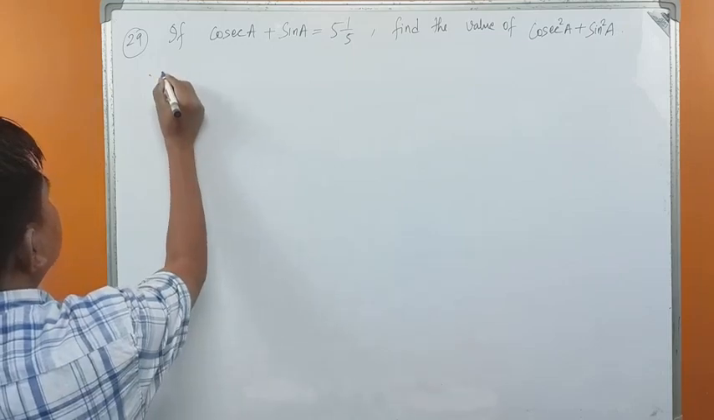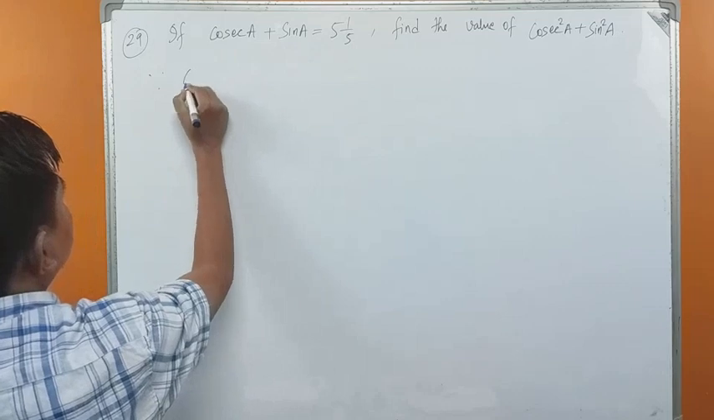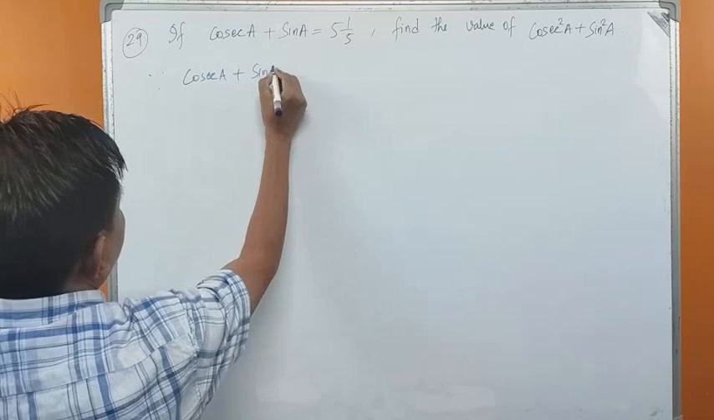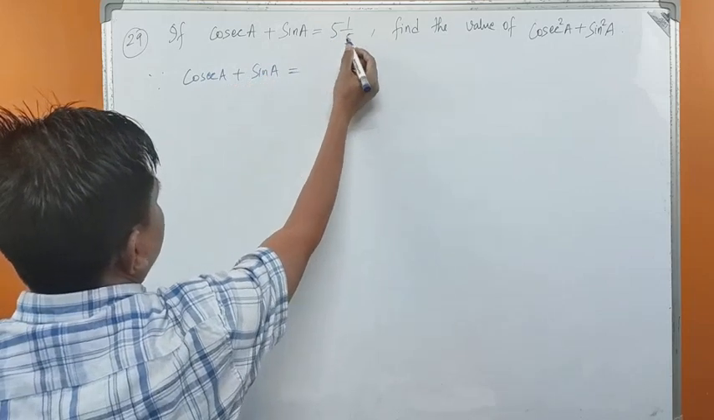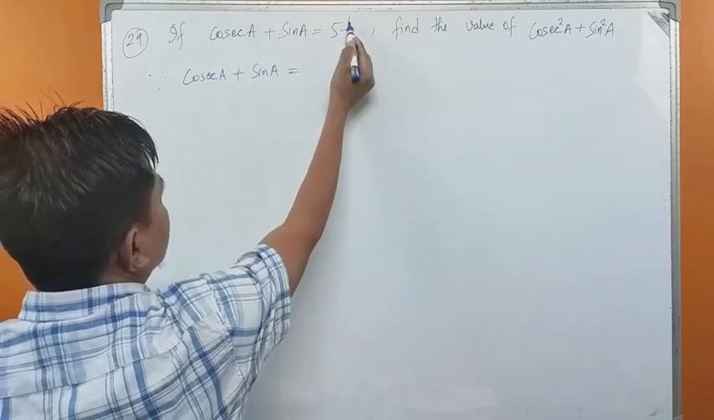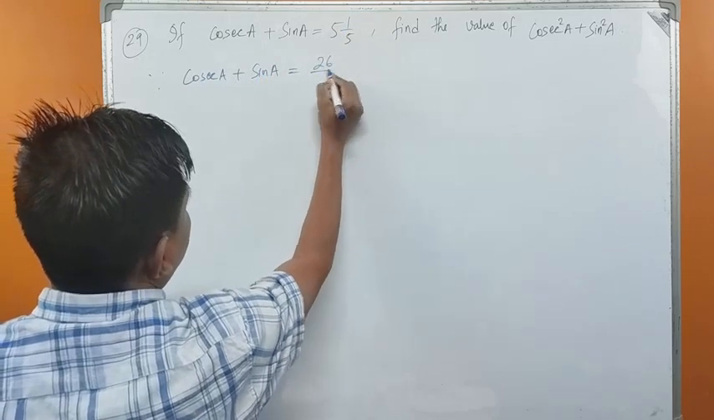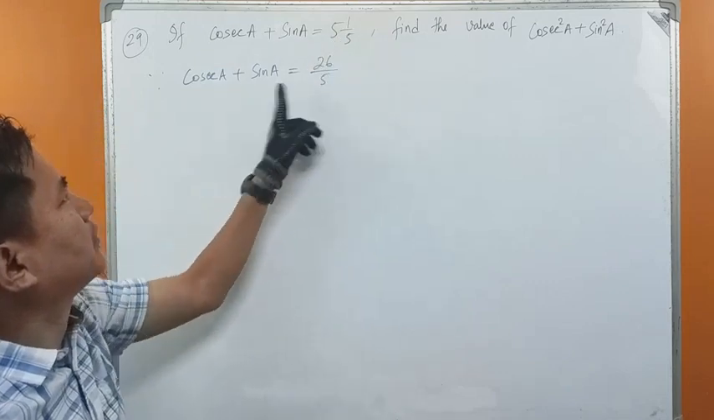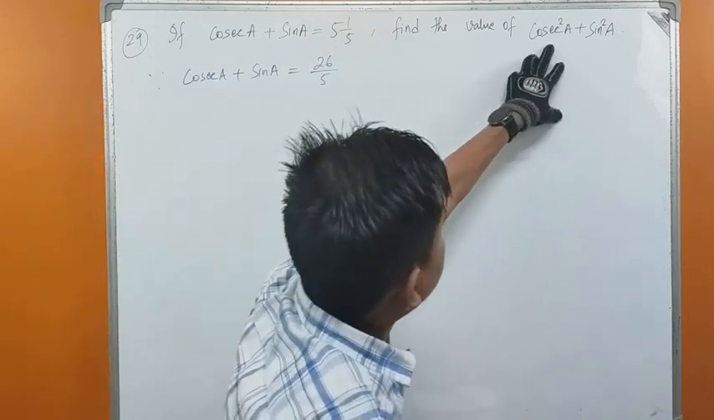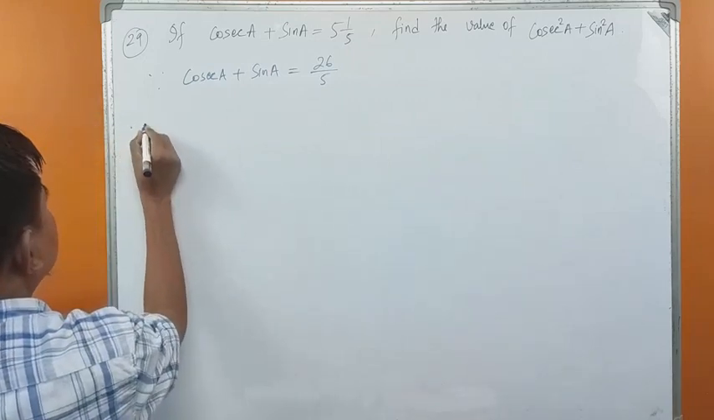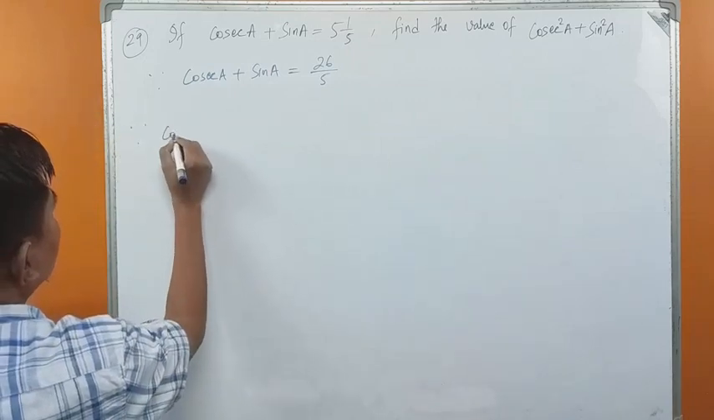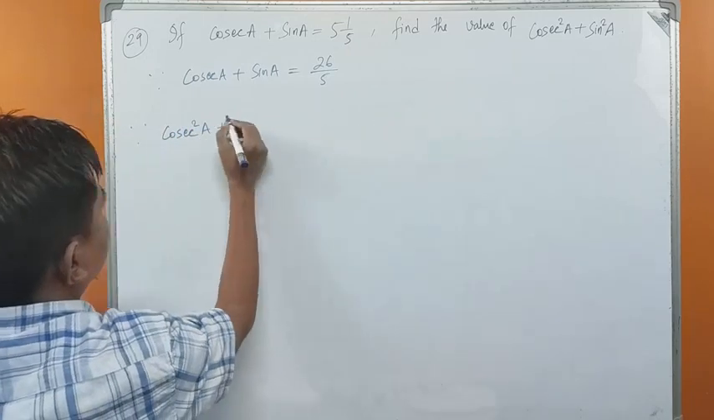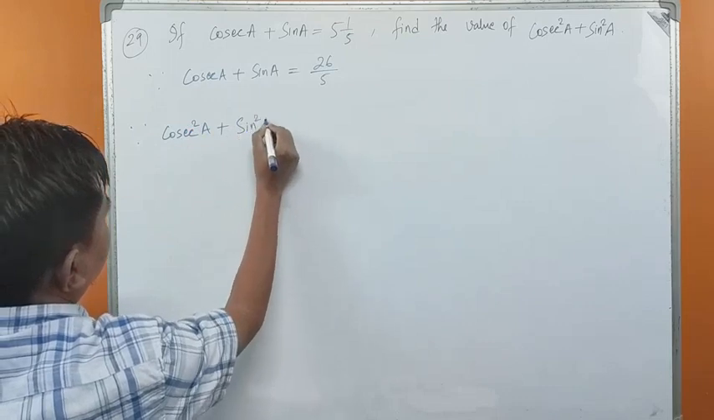Now, since cosec A plus sin A is 5 whole 1 upon 5, isn't it? So 5 5s are 25 plus 1 is 26, 26 upon 5. This is the given condition. Now let us find the value of this expression. Okay, since cosec square A plus sin square A, isn't it?